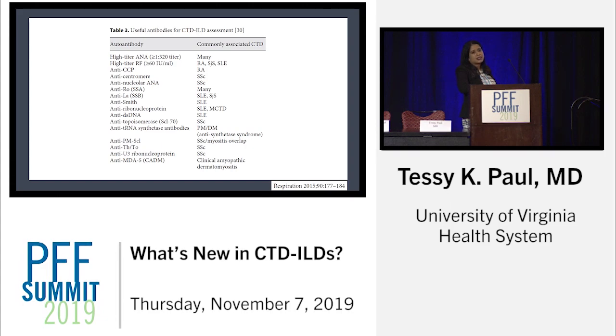We tend to send with all our ILD patients with initial visits, and they include things like ANA, RF, CCP, SSA, SSB, dsDNA, as well as a myositis panel. And you can see there's certain things like Scl-70 is really associated with scleroderma, or anti-Smith and dsDNA with lupus, and then anti-MDA5 associated with clinically amyopathic dermatomyositis.